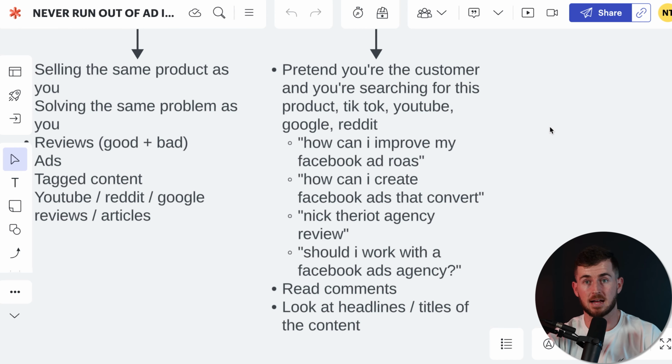TikTok is also an amazing platform for search content. I love searching on TikTok, YouTube, and Reddit. Even Google, and just seeing some generic articles around this particular topic as well.